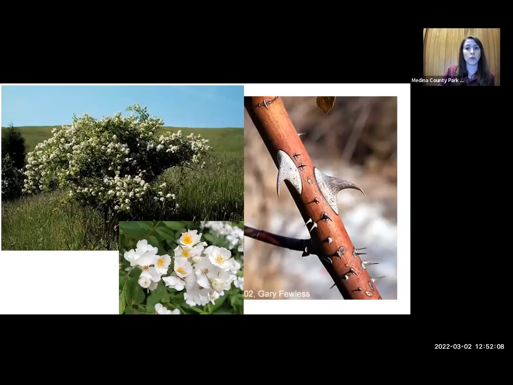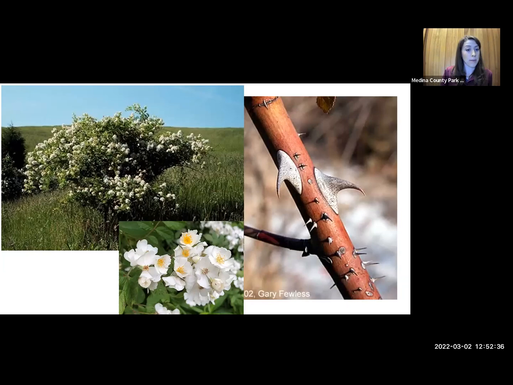Oh, Multiflora Rose. This is again one of those roadside species that you see all the time, native to Japan, Korea, and China. It was introduced in 1866 as a rootstock for ornamental roses. So it's a nice, healthy rose, and they would use that as the base and then graft on other ornamental roses. Later in the 1900s, it was planted and promoted as a living fence.